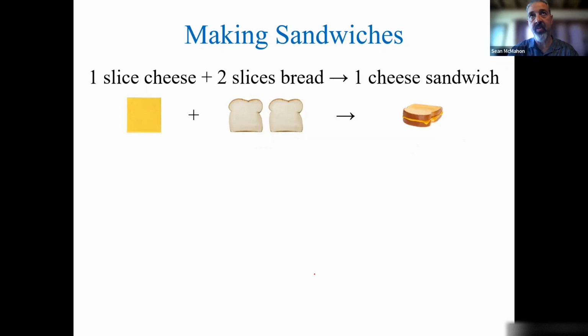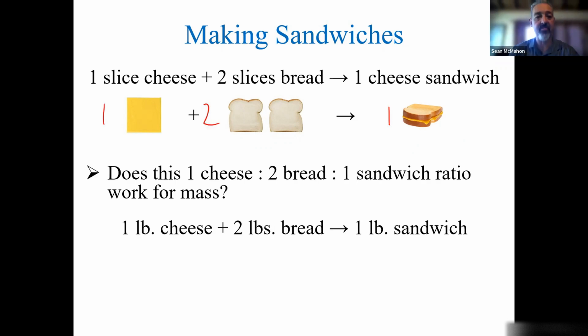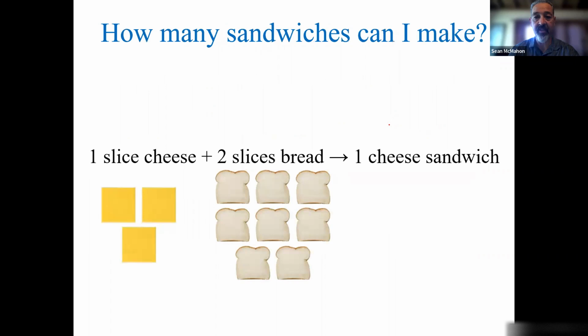So now what we're going to realize is that these reactions, on paper, look kind of perfect. What do I mean by that? If I have 1 slice of cheese and 2 slices of bread, I make 1 cheese sandwich. This is kind of a 1 to 2 to 1 mole ratio. Now, this ratio is consistent. And what if I don't always have an exact 1 to 2 ratio?